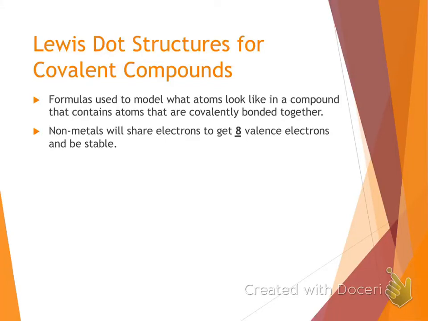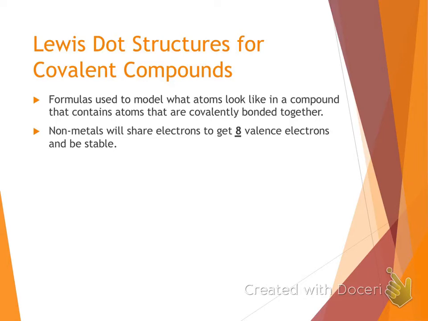Hello all! In this video we are learning to draw Lewis dot structures for covalent compounds, or maybe we can think about this as a relearning. A few of our compounds will get a little bit more complicated than what we saw in pre-AP chemistry. But these Lewis dot structures are formulas, little drawings we can make to model what our compounds look like within something that's covalently bonded together, sharing those electrons between nonmetals.